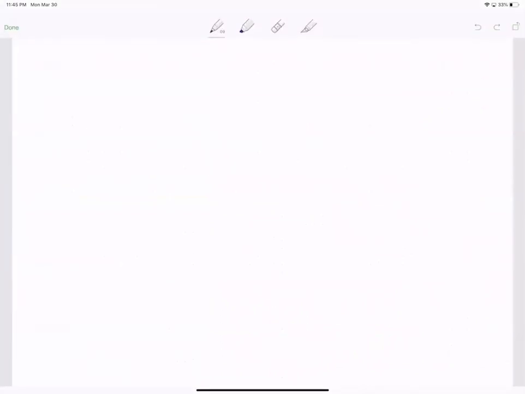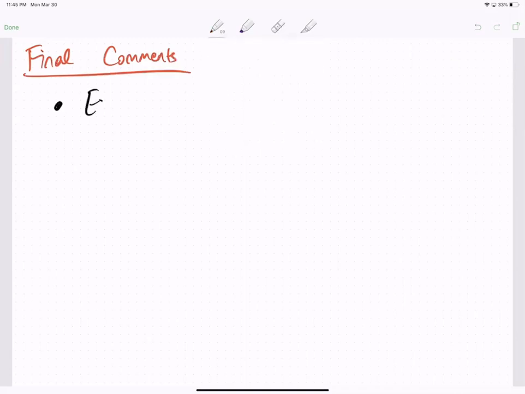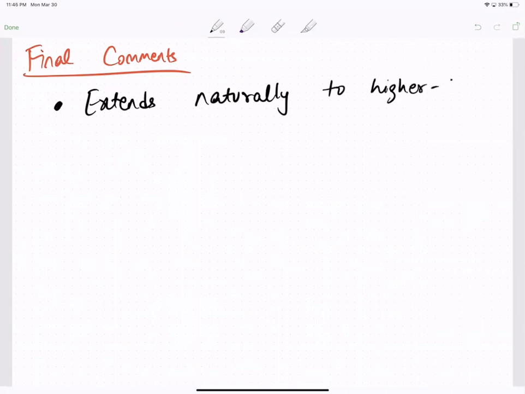Any final comments? Well, the only final comment is that this extends naturally to higher dimensions. I'll again leave that as an exercise for you to figure out how to extend these ideas to higher dimensions.